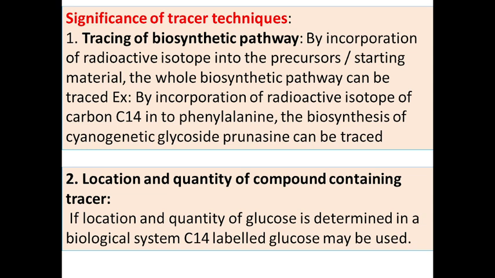If the location and quantity of glucose is to be determined in a biological system, carbon 14 labeled glucose may be used. So here the isotope, that is the carbon 14 labeled glucose isotope, is used to find out the location and quantity of glucose.